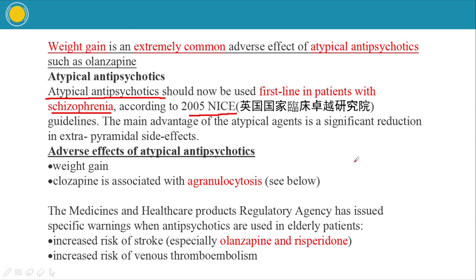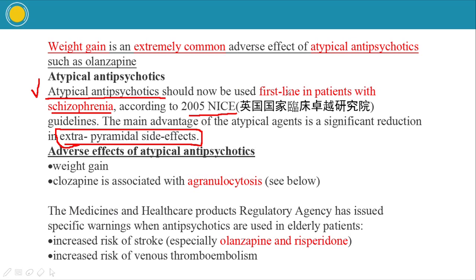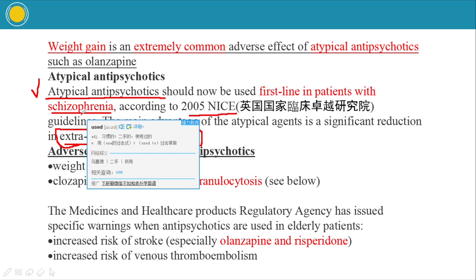Okay, what are the advantages of atypical agents? Why we now use atypical antipsychotics like olanzapine, the first line drugs for schizophrenia. Why? Because they have less side effects. What are the major side effects of typical antipsychotics? They are extrapyramidal side effects for typical antipsychotics. That's why, due to the many and some are severe side effects of extrapyramidal side effects produced by typical agents. That's why. But for atypical antipsychotics, they are now used as first-line drugs for schizophrenic patients.